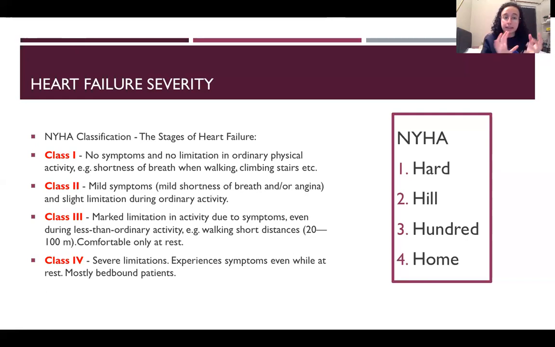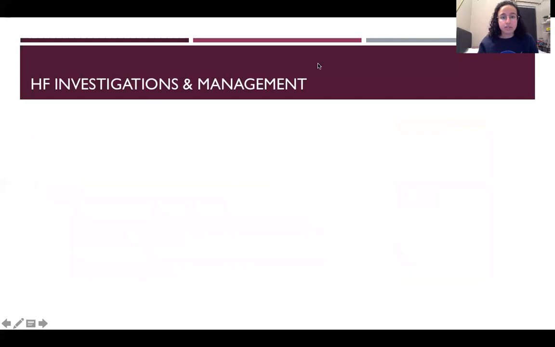And if you're sending someone home from a ward, you want to know if they're going to need help with things like shopping, and if they need carers at home, if they really can't even get to the toilet without getting breathless, they need people there. But also to classify their severity and know how to treat them. Okay, so the investigations and management of heart failure. What are some important investigations that will rule heart failure in or out?